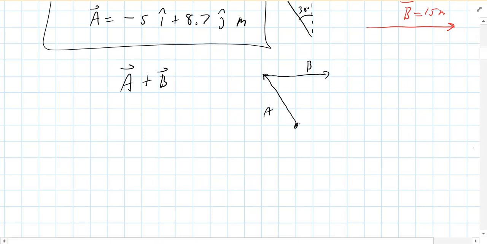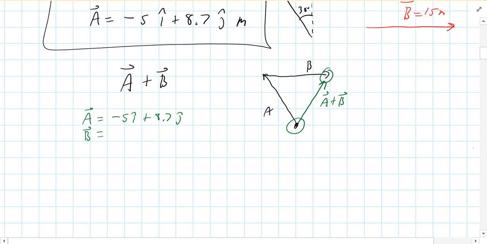The result: we started here, and we ended there. So my result looks like that, and it would be A plus B. It started down there at the bottom, and it ends there at the top. That's graphically adding, and we're just getting a rough sketch of what it's going to look like. To actually add A plus B and get an actual numeric answer, what I would do is write A, which we know is negative 5 I hat plus 8.7 J hat, and write B.